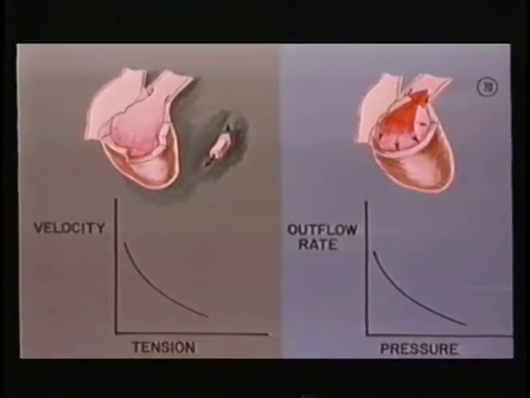Therefore, if tension and shortening velocity are inversely related in the ventricular wall segment, it follows that pressure and outflow rate must also be inversely related in the ventricle.